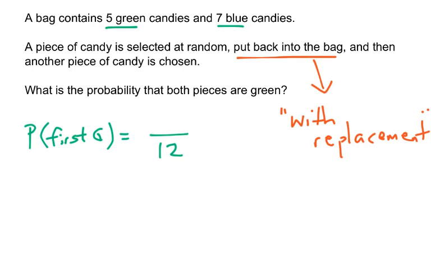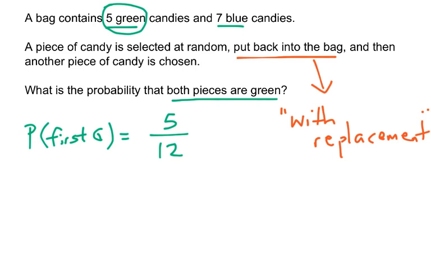I want to know what's the probability that both pieces are green. So the first one needs to be green, and there are 5 greens in the bag, so I have 5 successes and 12 outcomes. So that's the probability that the first one is green.